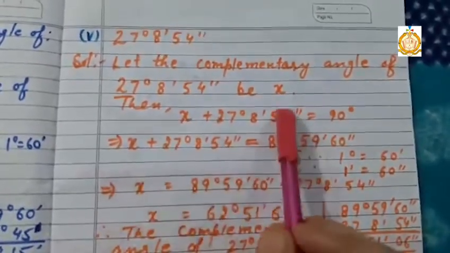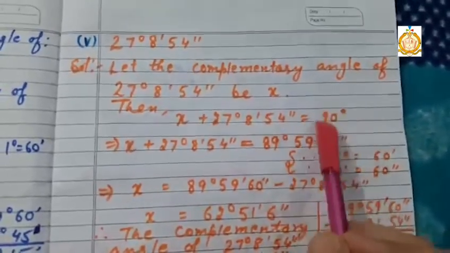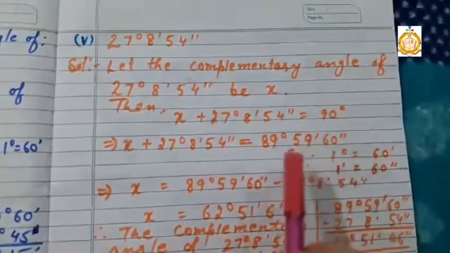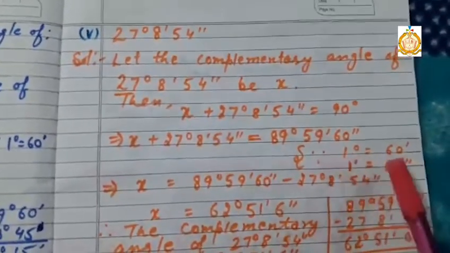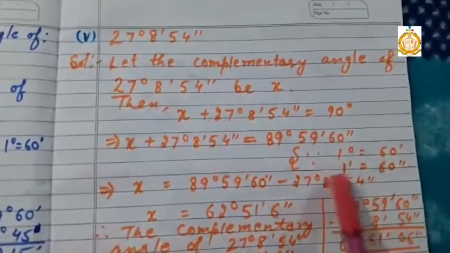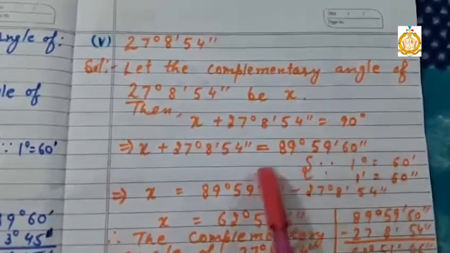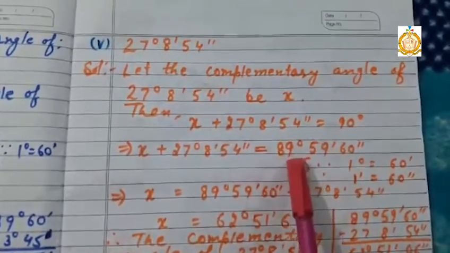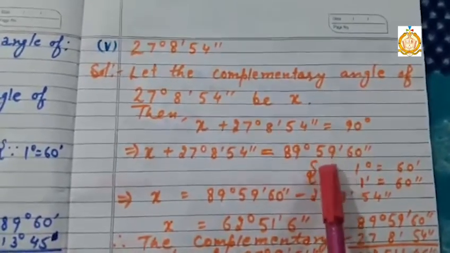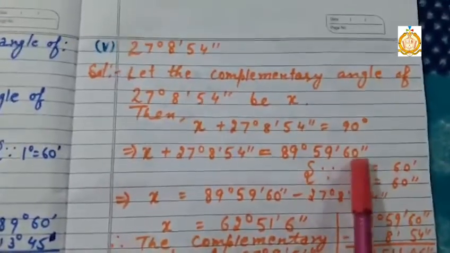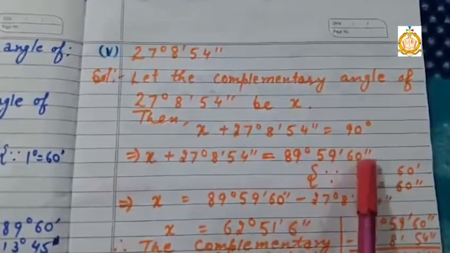This is in the degree, minute and second notation. So we will first convert the 90 degree into degree, minute and second notation. We know that 1 degree is equal to 60 minutes and 1 minute is equal to 60 seconds. So we may write 90 degree as 89 degree and 1 degree can be written as 60 minutes, and again 1 minute may be written as 60 seconds. So here subtracting 1 minute and making it as 60 seconds.